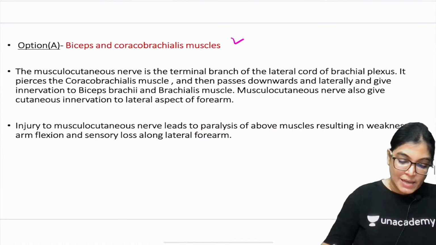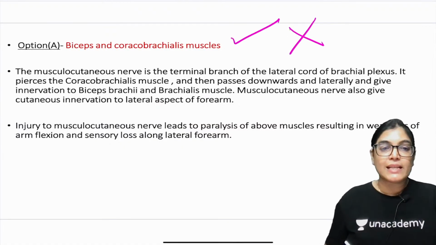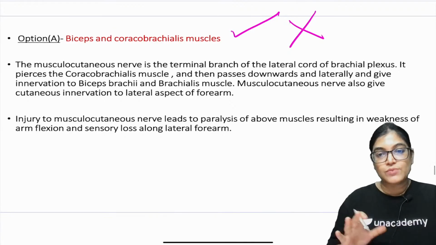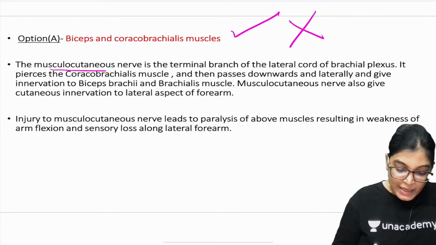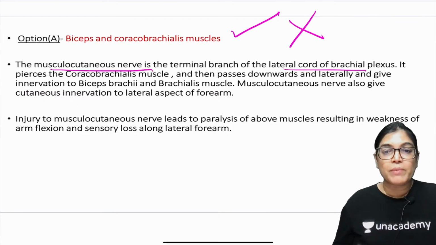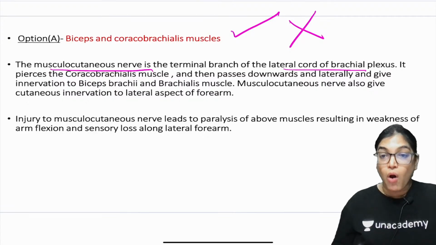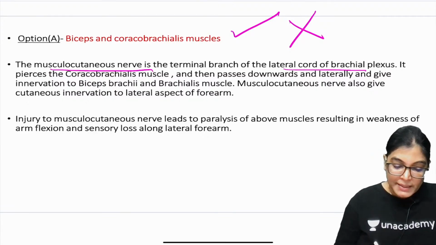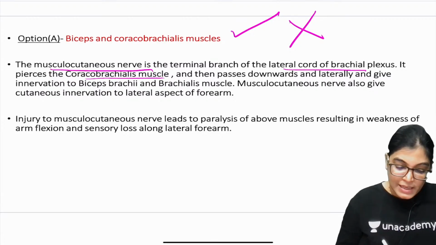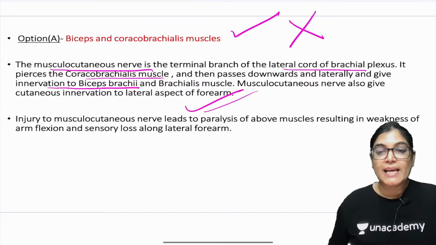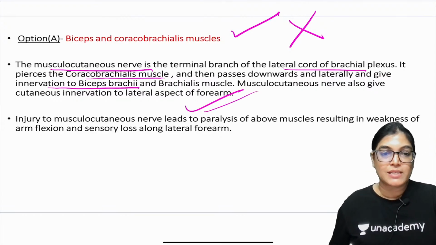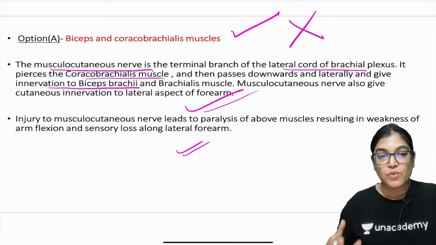Yes. So biceps and coracobrachialis is not the correct answer, and the reason is that actually this course is for the musculocutaneous nerve. This is not the course for the median nerve. The musculocutaneous nerve is the terminal branch of the lateral cord of the brachial plexus, and it gives innervation to all three anterior muscles of the arm. It courses through the coracobrachialis, passing and giving innervation to biceps brachii and brachialis. It also forms the lateral cutaneous nerve of the forearm as the cutaneous branch. So when the nerve is involved, it will relate to weakness of flexion of the arm and sensory loss to the lateral aspect of the forearm.